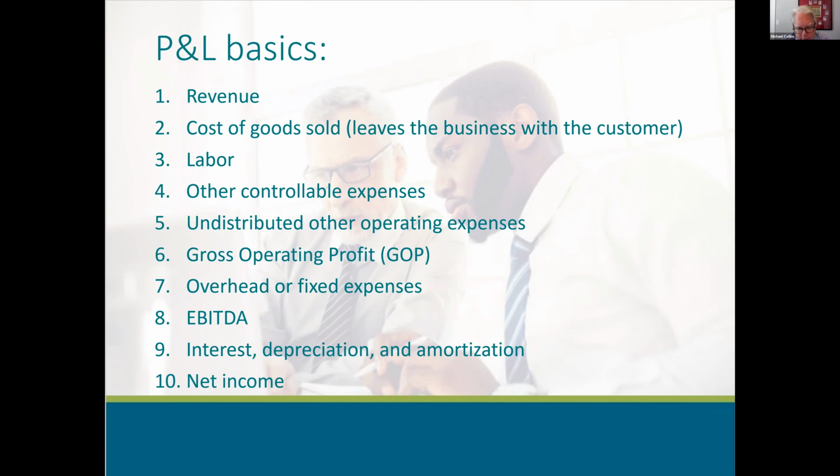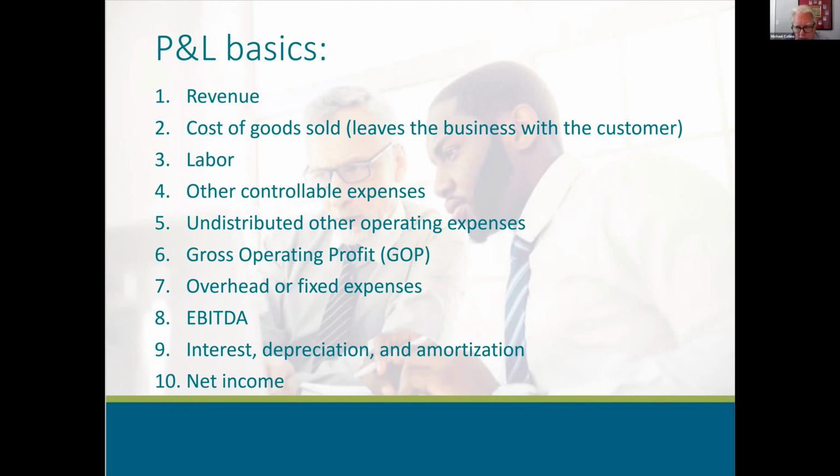Then we have our undistributed operating expenses, our overhead for the operations. This is like the cost of our general manager, our human resource staff. These are expenses that are not associated with any specific departmental revenues. Then we get to gross operating profit.